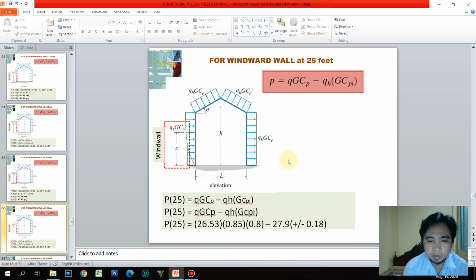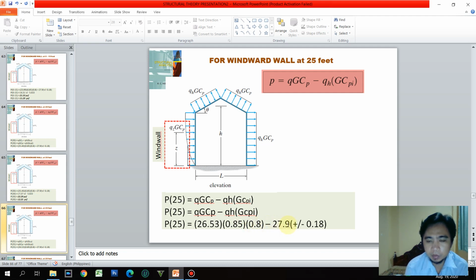So next to 20 is 25. A similar procedure was employed. Q computed a while ago is 26.53 for a height of 25 feet. Okay, the same factor for GCP, 0.85 and 0.8.